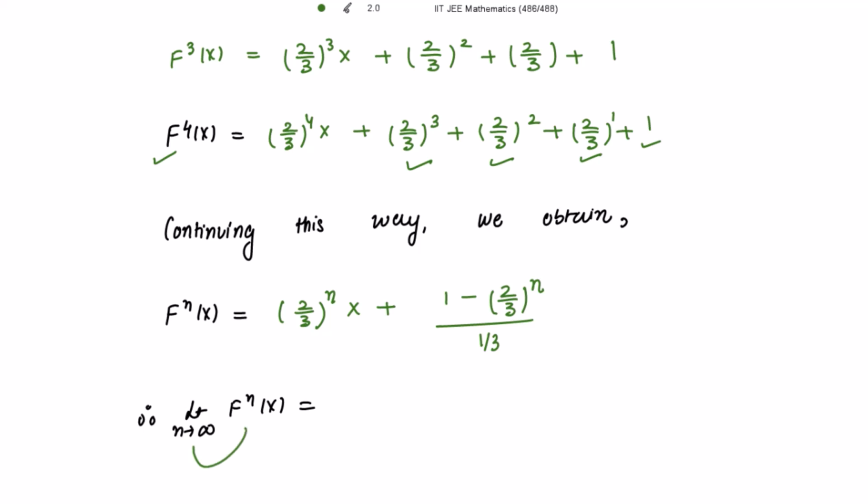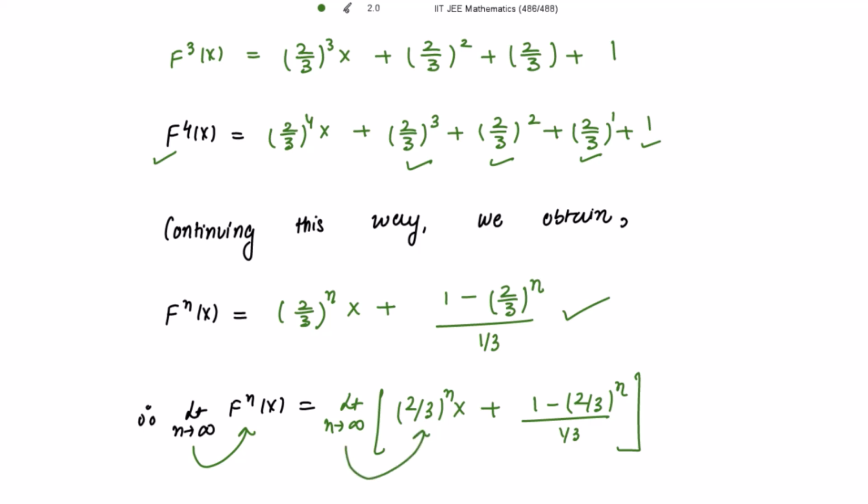Now taking the limit on f to the power n of x. That is equal to the limit as n tends to infinity. I am writing this complete term: 2 by 3 to the power n times x, plus (1 minus 2 by 3 to the power n) divided by 1 divided by 3.